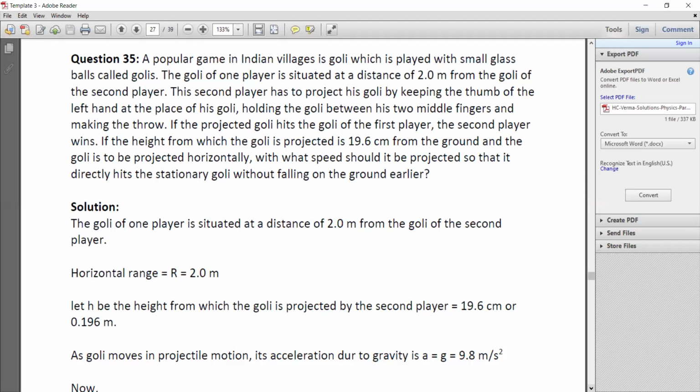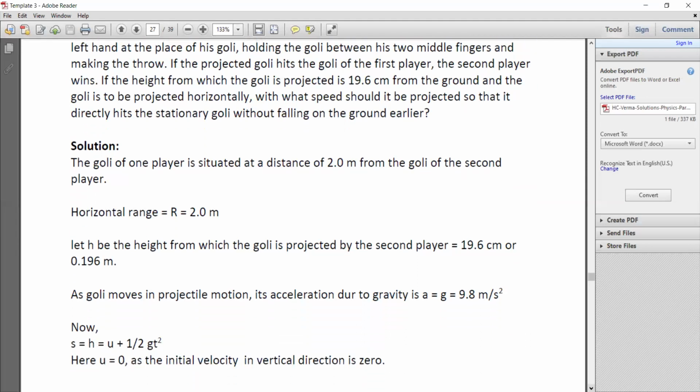If the height from which the goalie is projected is 19.6 centimeters from the ground and the goalie is to be projected horizontally, with what speed should it be projected so that it directly hits the stationary goalie without falling on the ground earlier? Solution.